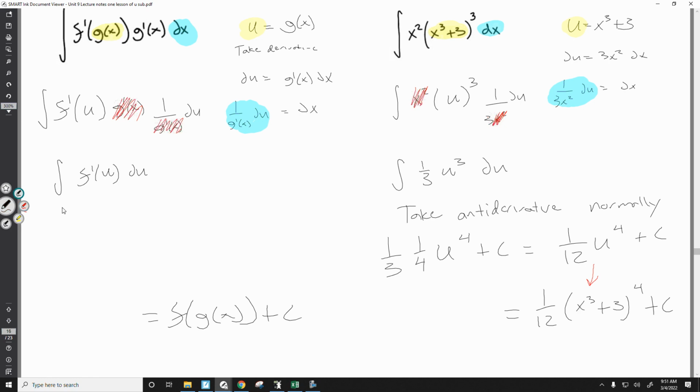Here, you take the antiderivative of f prime, you get f. Sorry. When you take the antiderivative, the du goes away. When you take the antiderivative, the du disappears. It's like you took the antiderivative with respect to u, so du is gone. You just get f of u plus c, and then, boom. You can turn that into f of g of x plus c.